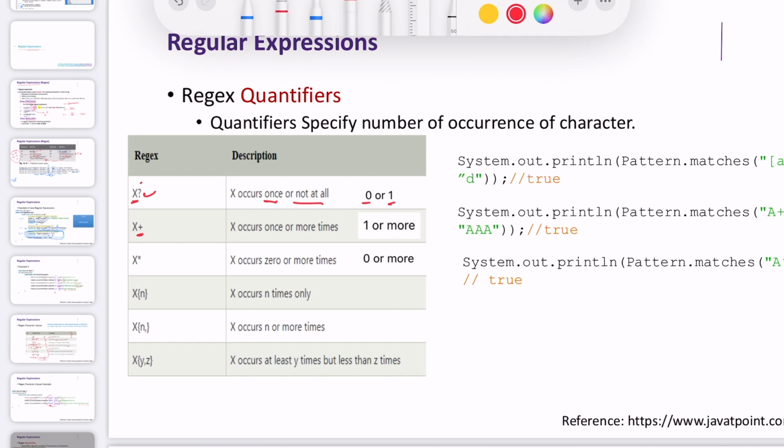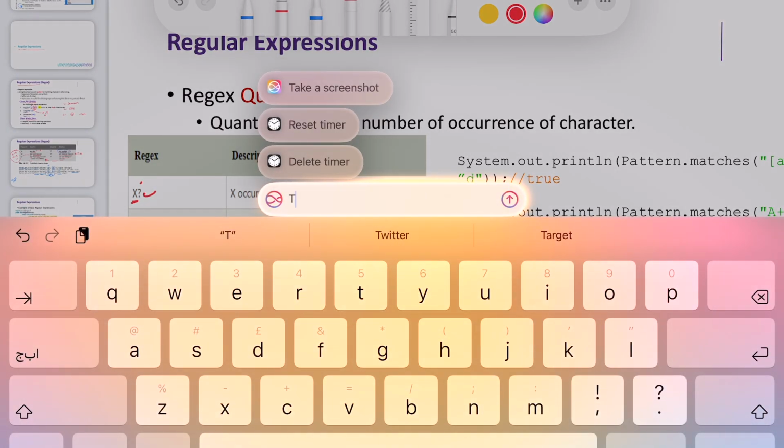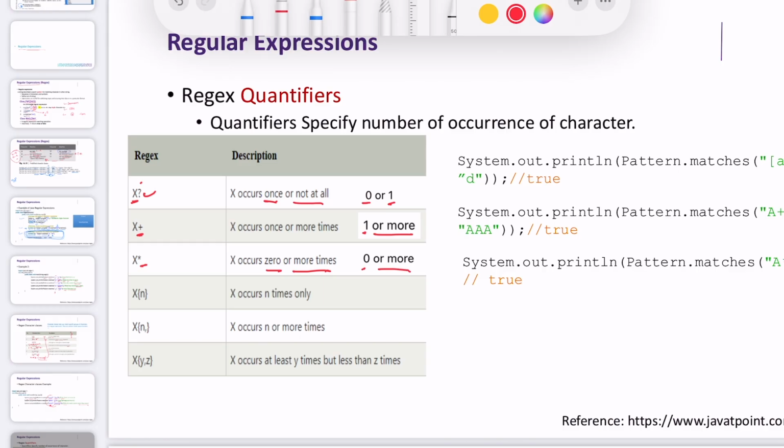The plus means X is allowed to appear in the string one or more times. So at least it needs to be present once in the string. The star means that X is allowed zero or more times. See the difference between the question mark and the star? The question mark is either 0 or 1, and the star is 0 or more. So 1, 2, 3, 4, 5, 6, any number of occurrences, that's fine.